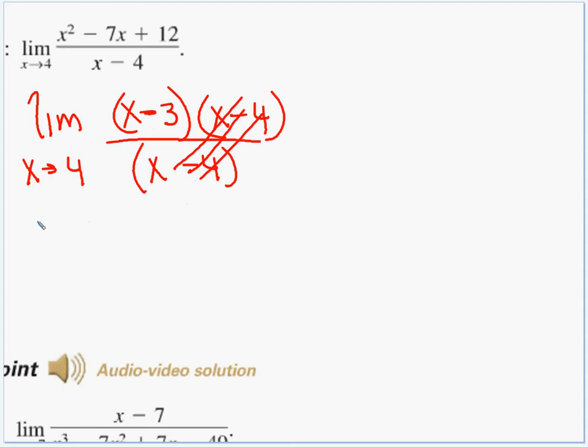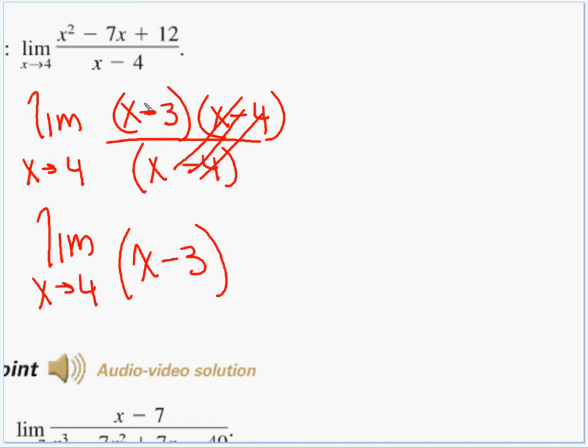We do our cancellation, and now we have changed our function, or at least how it looks. Try the direct sub now. 4 minus 3 is 1.